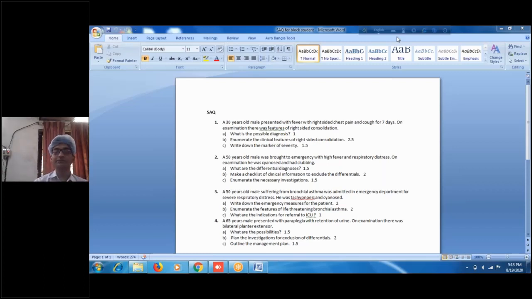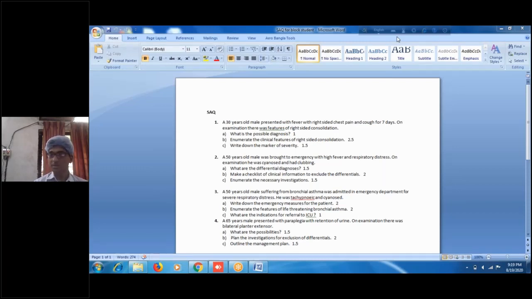Write down the markers of severity. Again, this is your clinical skill: how you can assess patients of pneumonia at the bedside. So this is to judge your clinical skill. We all know that in pneumonia, I think you have already gone through Davidson's, and it has a CURB-65. That is the clinical tool. It is a clinical tool to assess the severity of pneumonia.